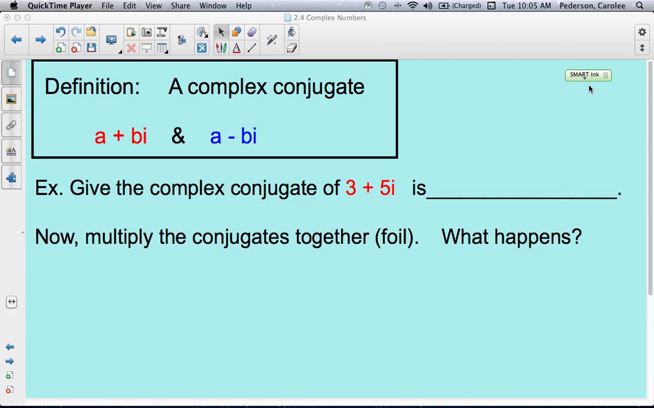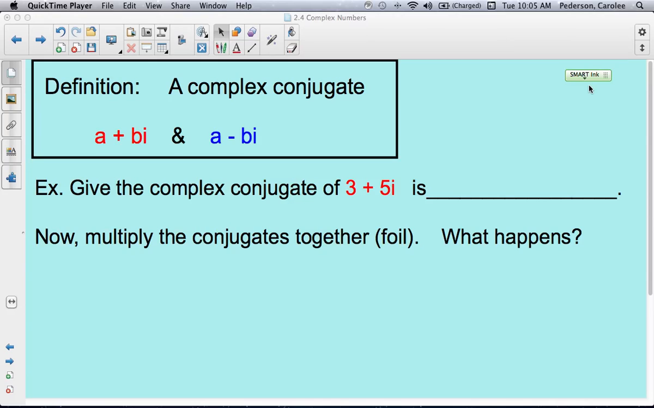Here's 2.4, part 3. Definition of a complex conjugate. When you have conjugates, the sign changes in front of the imaginary part. So my conjugates are my red and blue in this definition. If I have a plus bi, then the conjugate would be a minus bi.